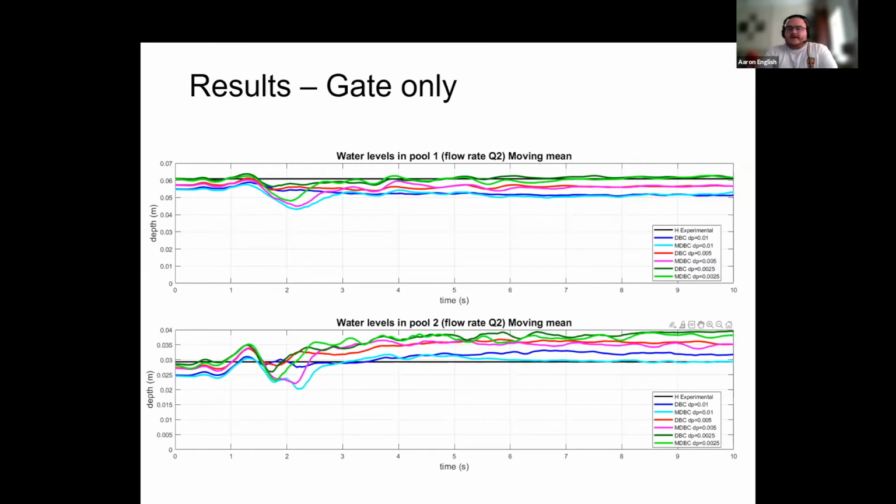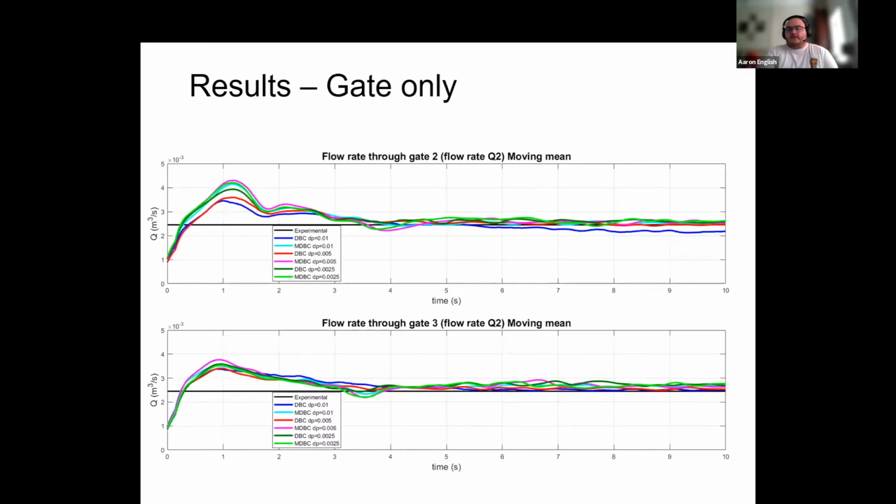So this first plot is for the water depth in pools 1 and 2 for the gate only flow, which is the first one we're going to look at. In each case, the black line is the experimental expected depth, and then the darker colored lines are for DBC and the lighter colored lines are mDBC for different particle spacings. I think here it doesn't really matter which boundary condition you use. They seem to be pretty consistent between each one. As you can see, both green lines and both blue lines follow each other, and it's more dependent really on particle spacing.